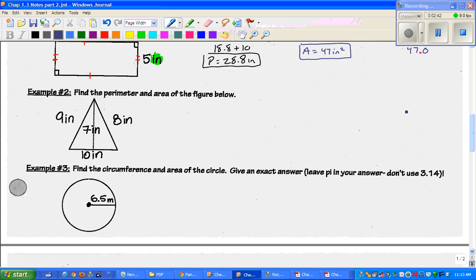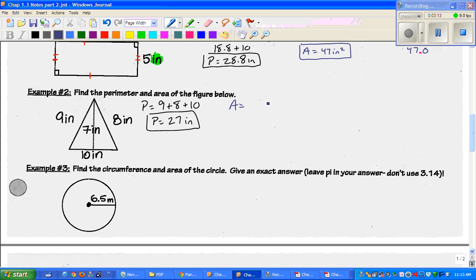All right, let's look at example number 2. It says find the area and the perimeter of the figure below. So let's start with perimeter again. Perimeter, all you have to do is add up all of the sides. So the perimeter equals 28. Nope, not 28, Mr. Grice. I'm doing this in my head too fast. 27 inches.